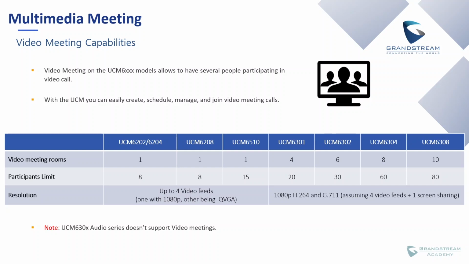While for UCM 6301, we have 4 video meeting rooms with up to 20 participants. For the UCM 63N2, it supports 4 video meeting rooms with up to 30 participants. For the UCM 63N4, up to 8 meeting rooms with up to 60 participants. And for the UCM 6308, with up to 10 video meeting rooms and up to 80 participants. And regarding the resolution, we'll have 4 video feeds and 1 screen sharing with Full HD.